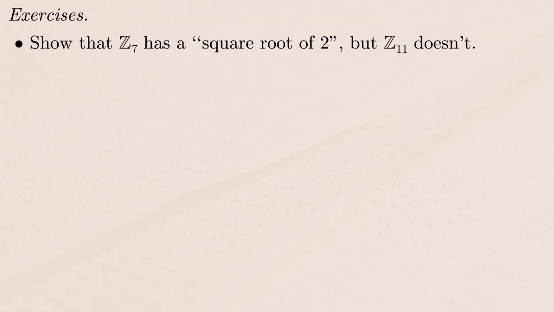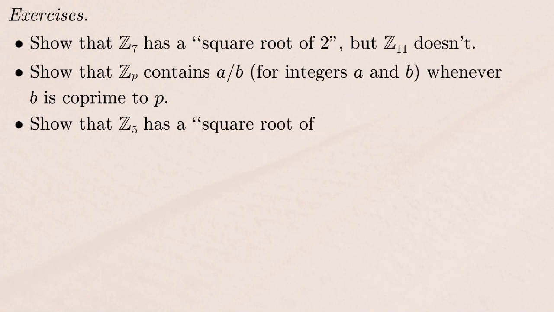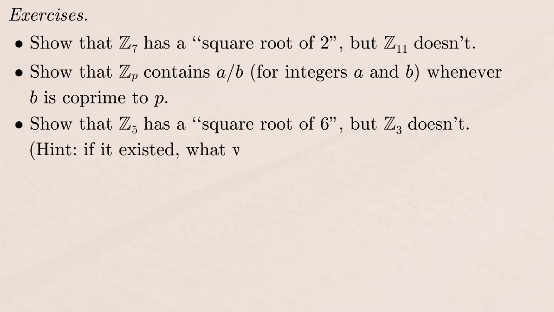Here are some exercises. Firstly, show that Z7 has a square root of 2, but Z11 doesn't. Secondly, show that Zp contains the rational number a over b, where a and b are integers, whenever b is coprime to p. And thirdly, show that Z5 has a square root of 6, but Z3 doesn't. Those first 2 questions can be done in the same way as the example on the previous slide, just write down an appropriate polynomial. For the third, here's a hint. If a square root of 6 existed in Z3, what would its three-adic valuation be?